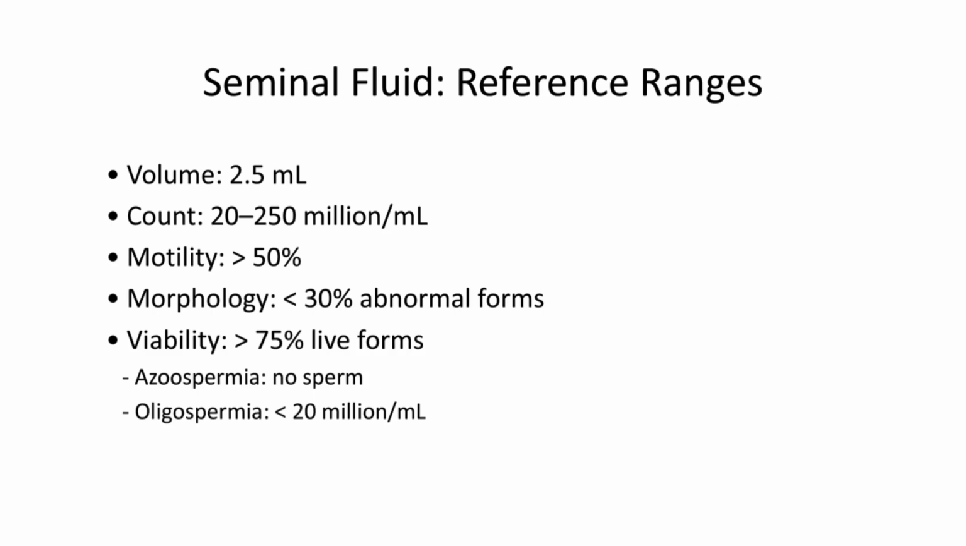Reference ranges are important for interpretation. Normal semen volume is around 2.5 milliliters. The sperm count ranges between 20 to 250 million per milliliter. Motility should exceed 50%, while morphology should show fewer than 30% abnormal forms. Viability should be greater than 75% live sperm. Absence of sperm is called azoospermia, while a count below 20 million per milliliter is termed oligospermia.